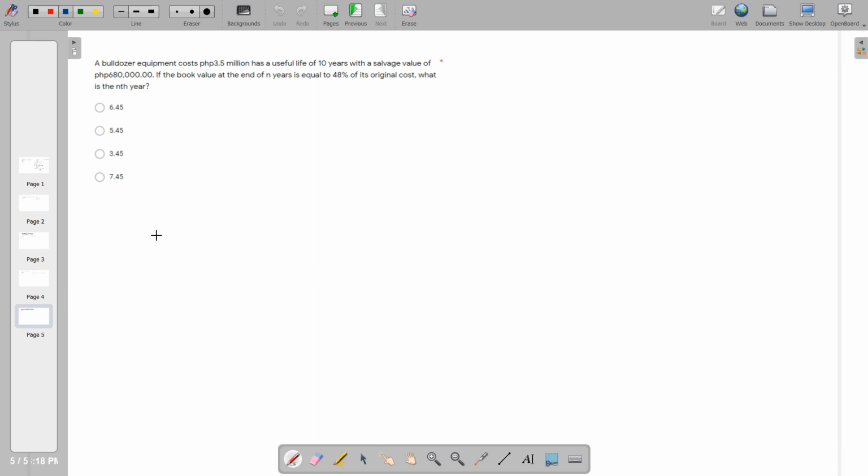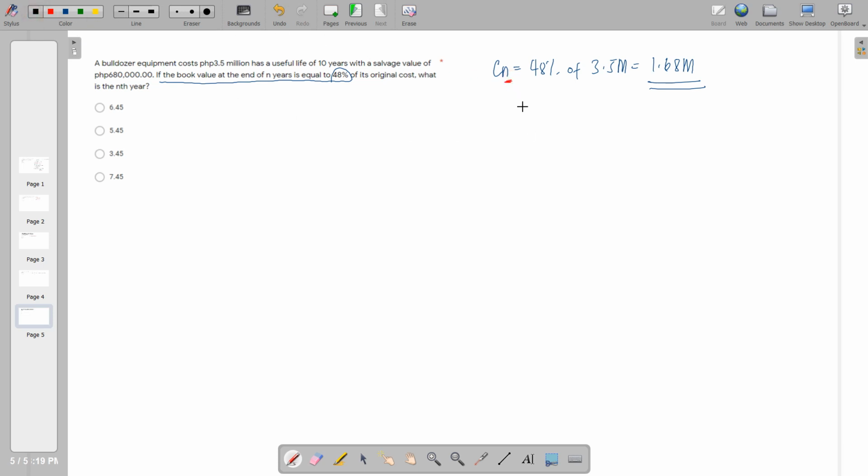Okay. So, another unknown here is the same problem too, no? If the book value at the end of the nth year is equal to 0.48 of its original cost. Ano ba yung original cost? Say, ano to? CN. We do not know yet N. Bali 48% of 3.5 million. So, yung 0.48 ng 3.5 would equate to 1.68 million pesos. So, ito na yung working given natin. But, we do not know yet N, ano?